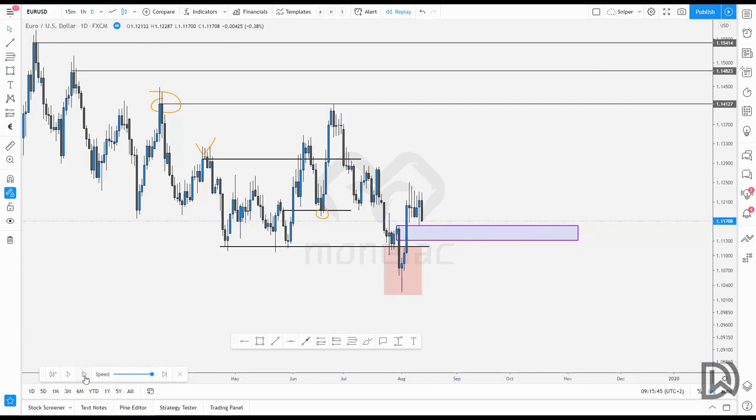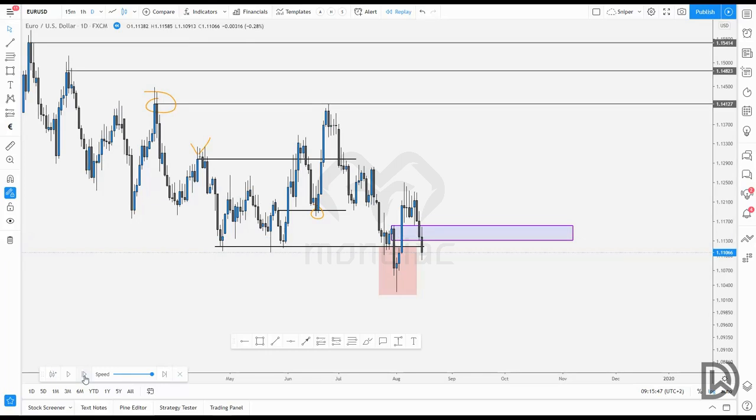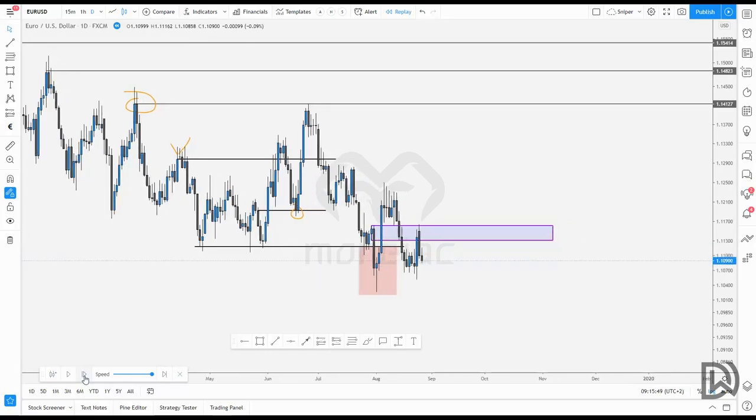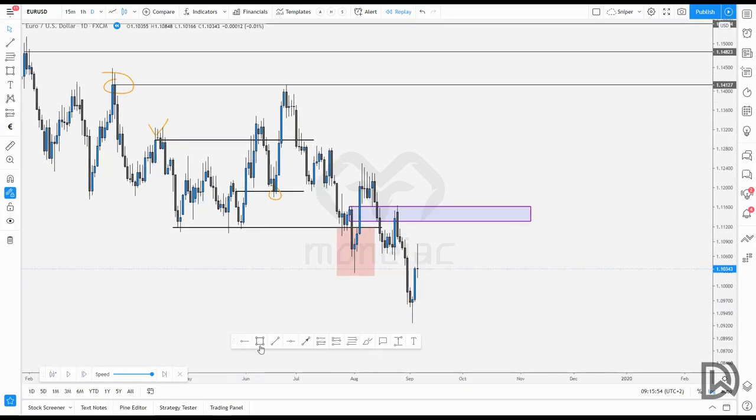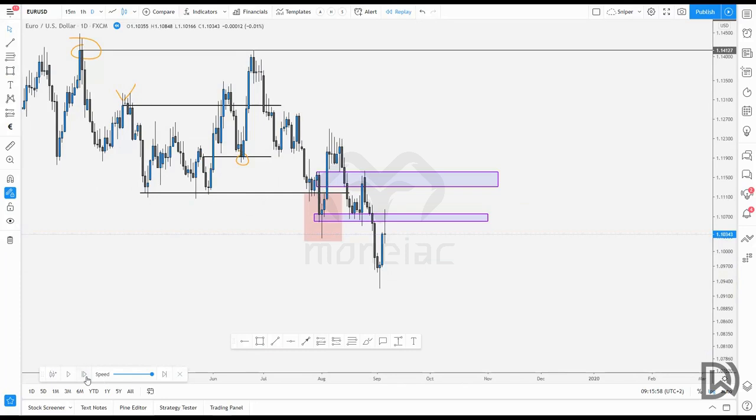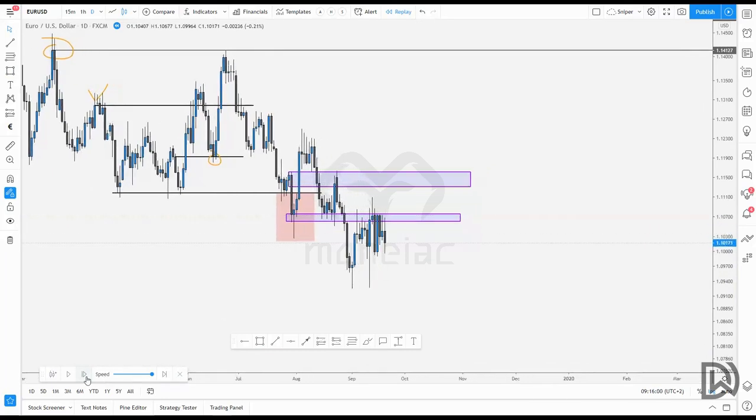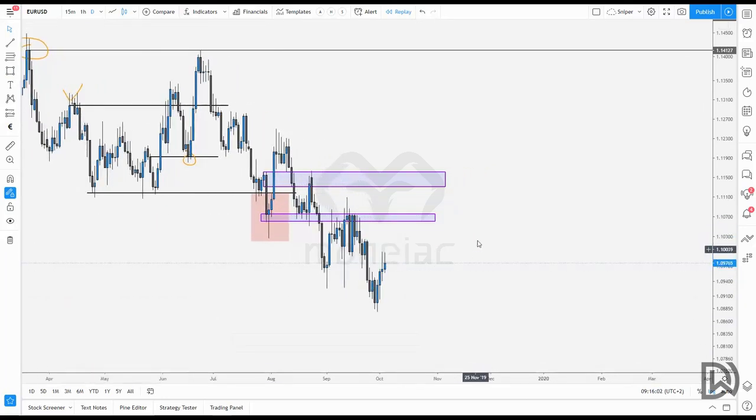Let's see what price does now. Backs into it, breaks it, and then retests it again, and then pushes towards the downside. We created a wick zone. Price respected the wick zone, and then we saw price just consolidated. Messy price action.